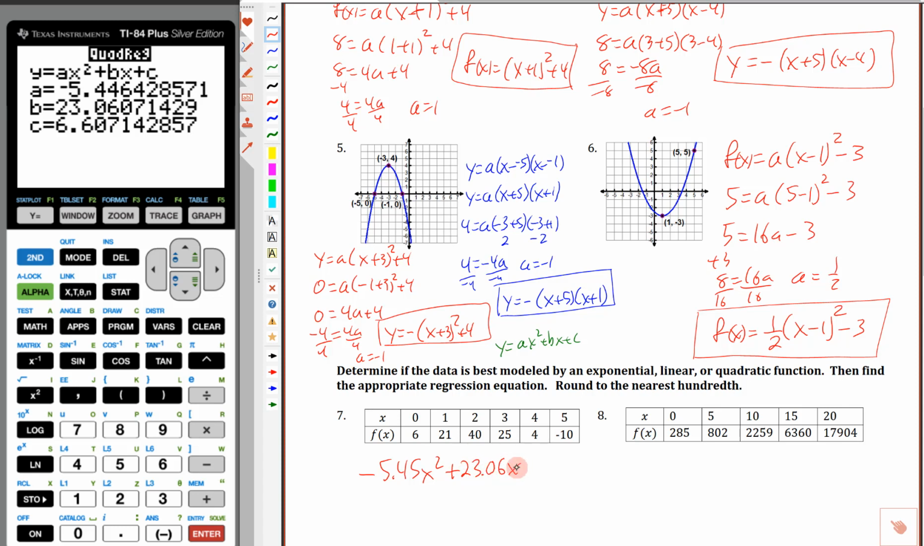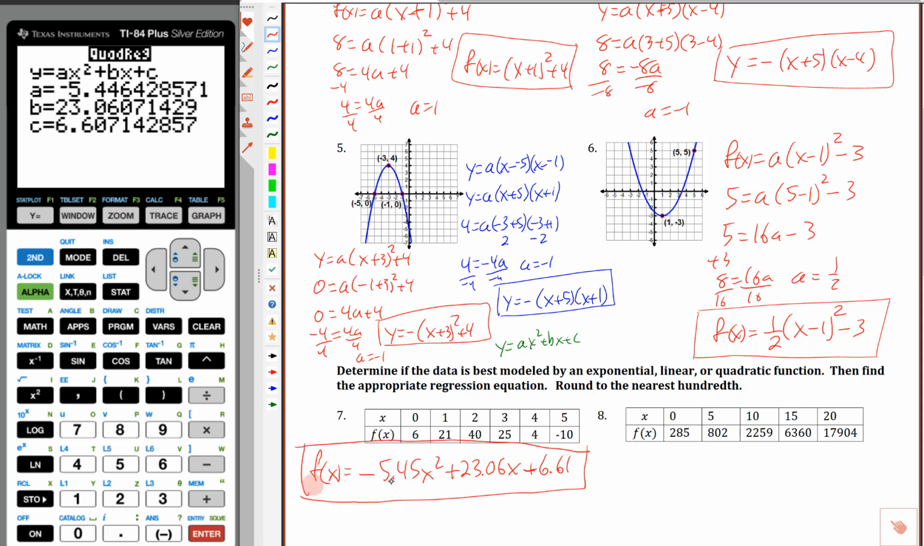And then the C is either 60 or 61. That 7 is enough to bump it up to a 61. So I'm going to put plus 6.61. And that's our f of x. We'll go ahead and put it in f of x form right here. And I'll try and make that look like an f of x. Okay, so there's our answer on this one.